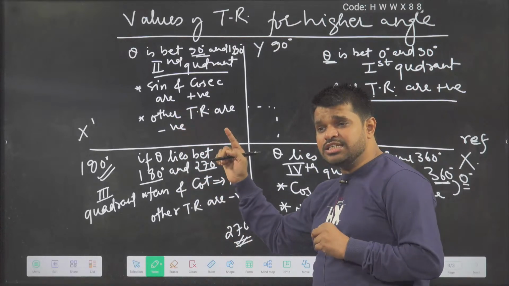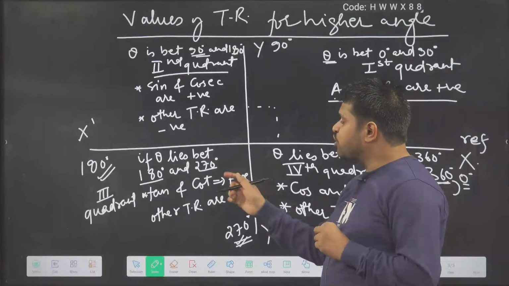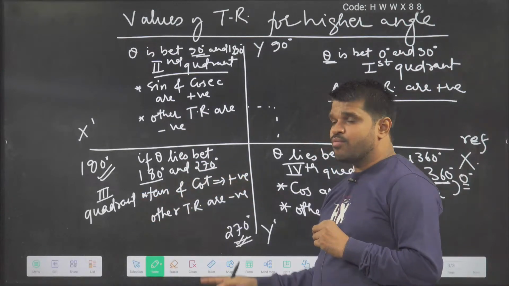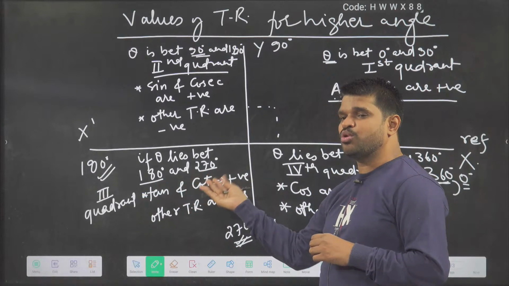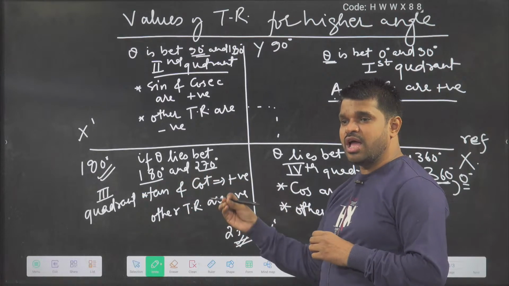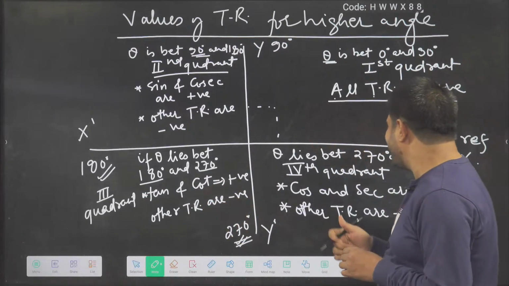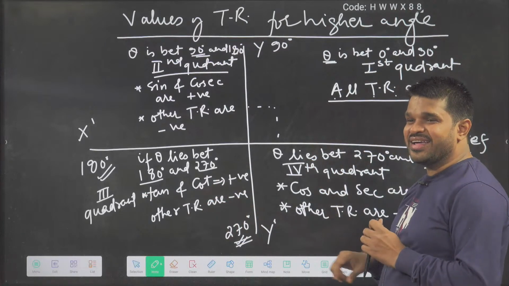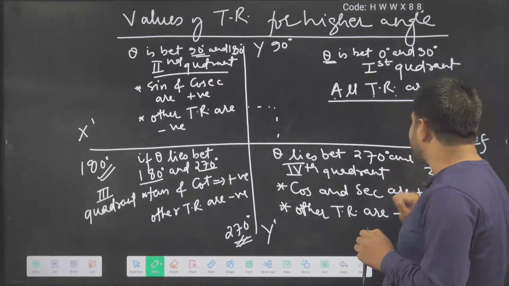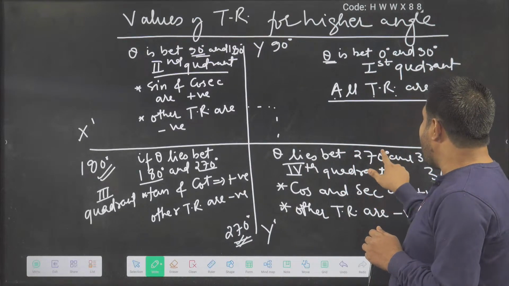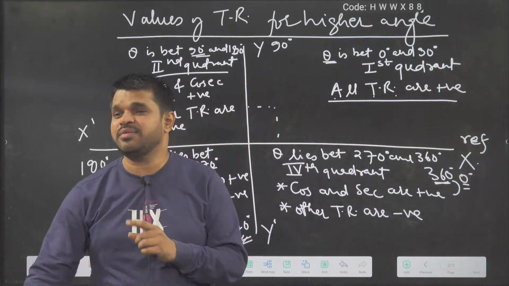When the angle is between 180 and 270, we call it a third quadrant angle. What is positive? Tan. Tan is positive, so the reciprocal of tan, cot, is also positive. Other ratios are negative. And in the fourth quadrant, the angle is from 270 to 360 degrees, and cos and sec are positive. Now you can see one thing.